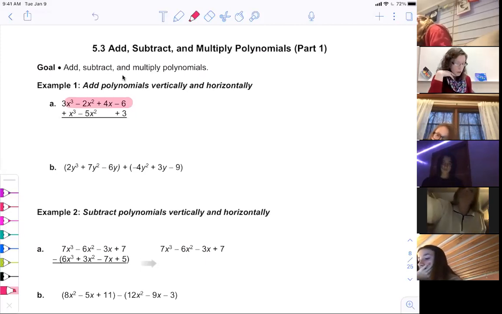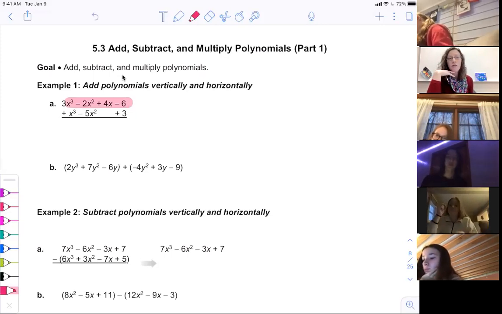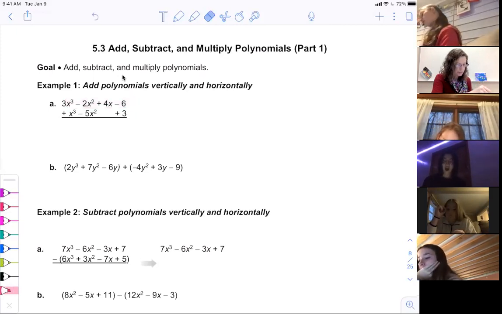power. So our goal here in example 1, A and B, is to add, and it shows you that we can add vertically and horizontally. Just to give you an idea is that you can do this problem two different ways, and it's what you feel more comfortable with. So when you add polynomials, Ella, how do you think you would approach letter A for adding these polynomials?